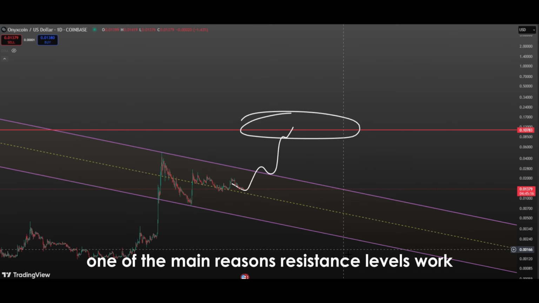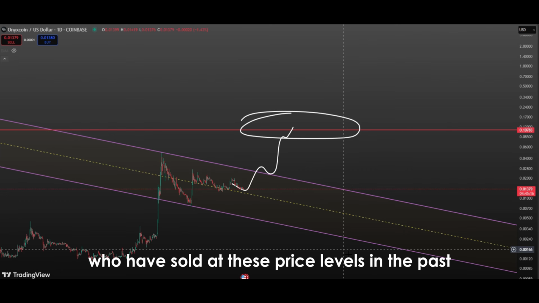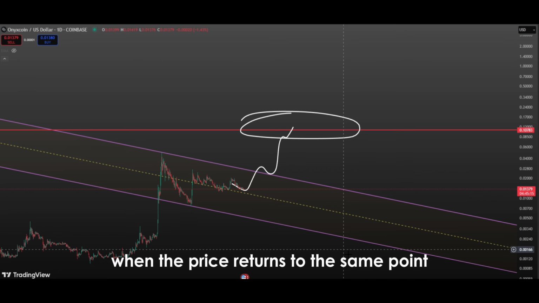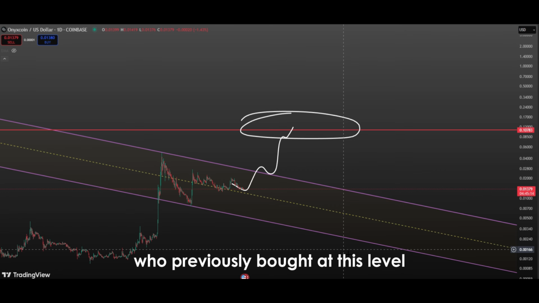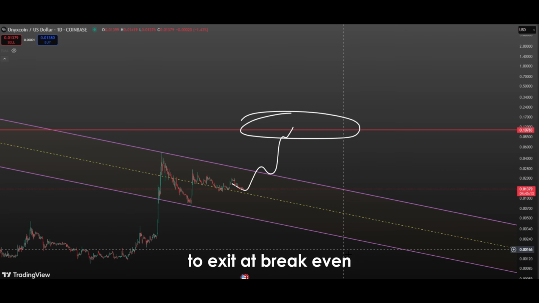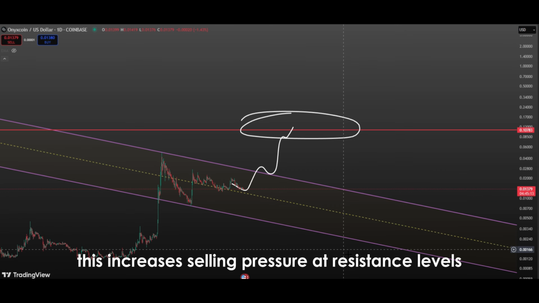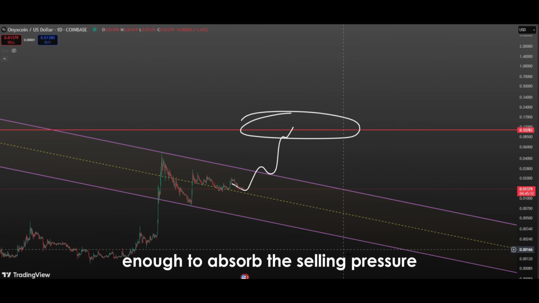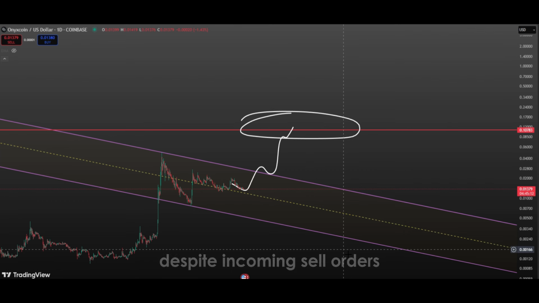One of the main reasons resistance levels work is that investors who have sold at these price levels in the past may be inclined to sell again when the price returns to the same point. Additionally, some investors who previously bought at this level and incurred losses might sell when the price reaches this level again to exit at break-even. This increases selling pressure at resistance levels. However, if buyers are strong enough to absorb the selling pressure, meaning the price does not drop despite incoming sell orders and upward momentum continues, the resistance can be broken.